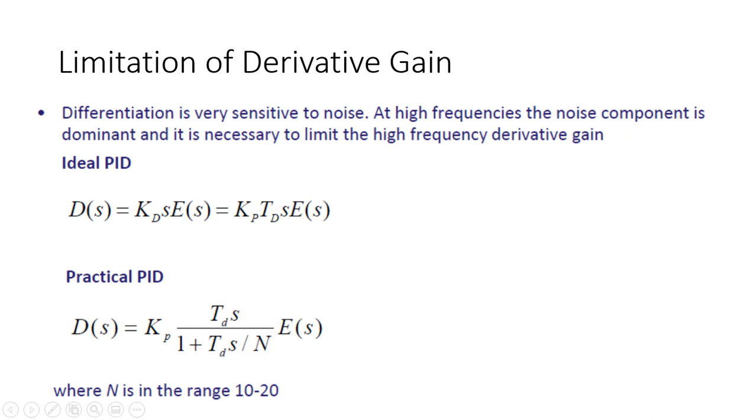This is the ideal one, but practically, how you implement it in the industry is that you introduce KP, then you introduce KD s divided by 1 plus KD s divided by N. N is normally in the range of 10 to 20. This implementation acts as a low pass filter to limit the high frequency deviations.